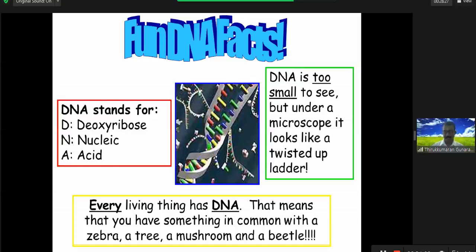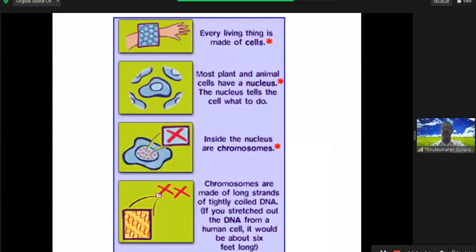Okay, we'll come to that. Even from your saliva, you can get it and you can see it under the microscope. Every living thing is made of cells.